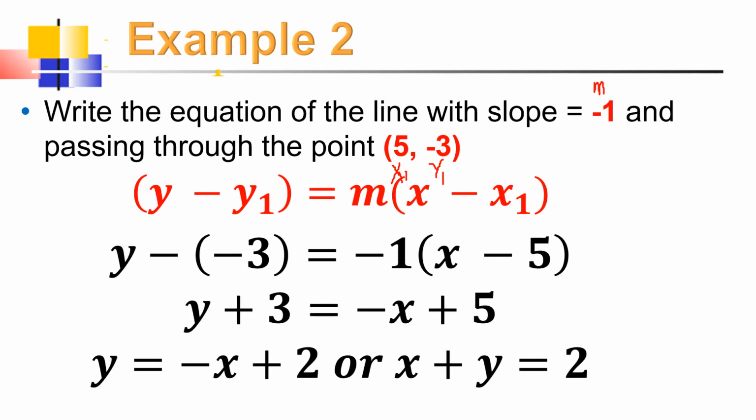Again, just replace y sub 1, m, and x sub 1. So, meaning to say, we have y minus negative 3 is equal to negative 1, quantity x minus 5. Let's simplify: y minus negative 3 will give you y plus 3.